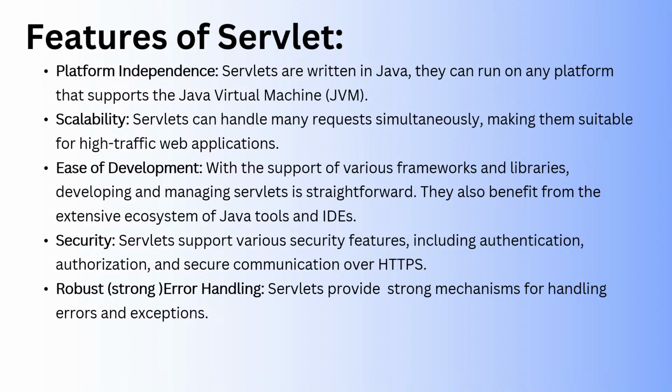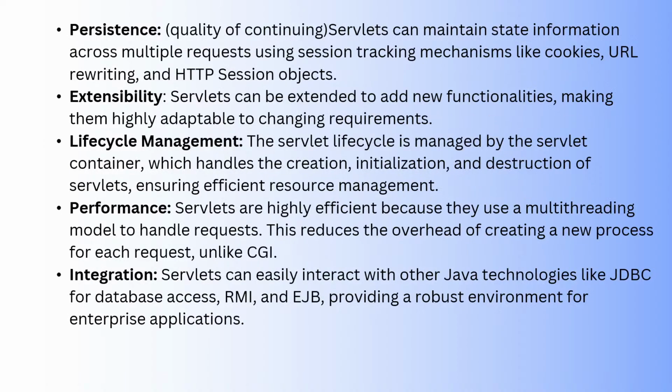Again, the next feature of servlet is robust, that is strong error handling. Robust means strong. Error handling means servlet is strong in error handling also. So servlet provides a strong mechanism for handling the errors and exceptions. Now next is persistence. So persistence means what? Already I have told, it is a quality of continuing. And what is permanent? The fixed value is called permanent. And persistence means quality of continuing the same.